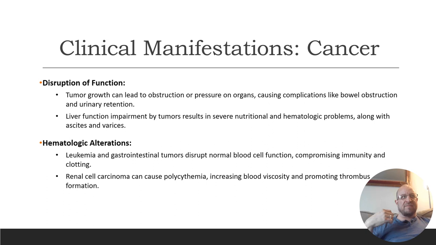Some hematologic alterations include leukemia, and gastrointestinal tumors can disrupt normal blood cell function, and this affects immunity and clotting. Renal cell carcinoma can cause polycythemia, increased blood viscosity, and promote thrombus formation.